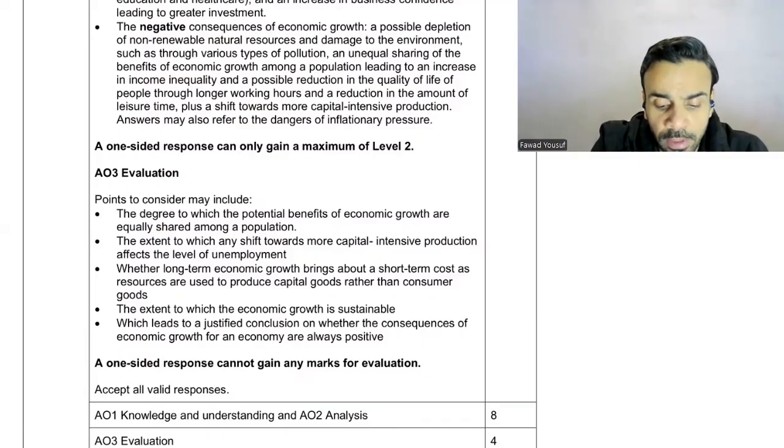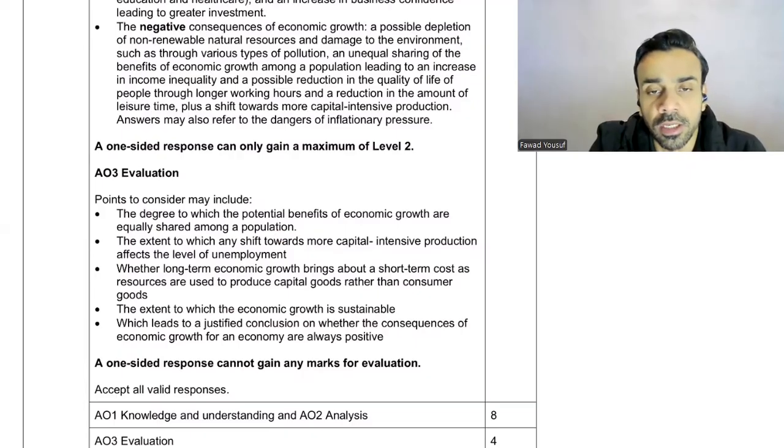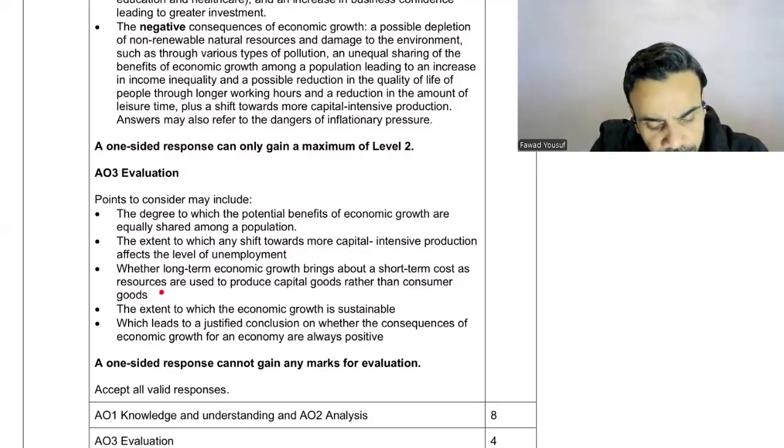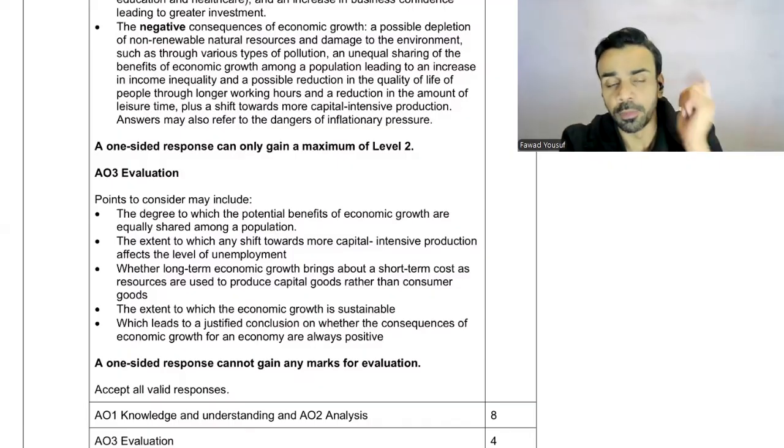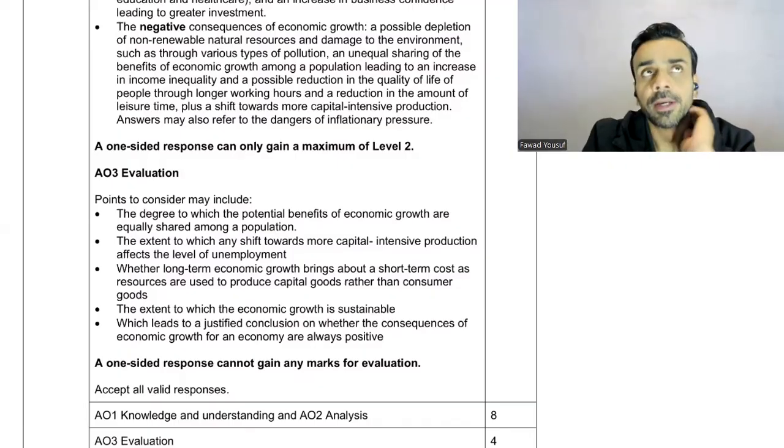The long term economic growth जो है वो ज्यादा अच्छा है because it reduces the price and increases capital goods. लेकिन short term के अंदर we know that consumers, ये जो अभी हमने पीछे ही बात की थी कि short run में consumers might actually get hurt. The extent to which the economic growth is sustainable, I think वो मेरी ये एक बात रह गई थी.